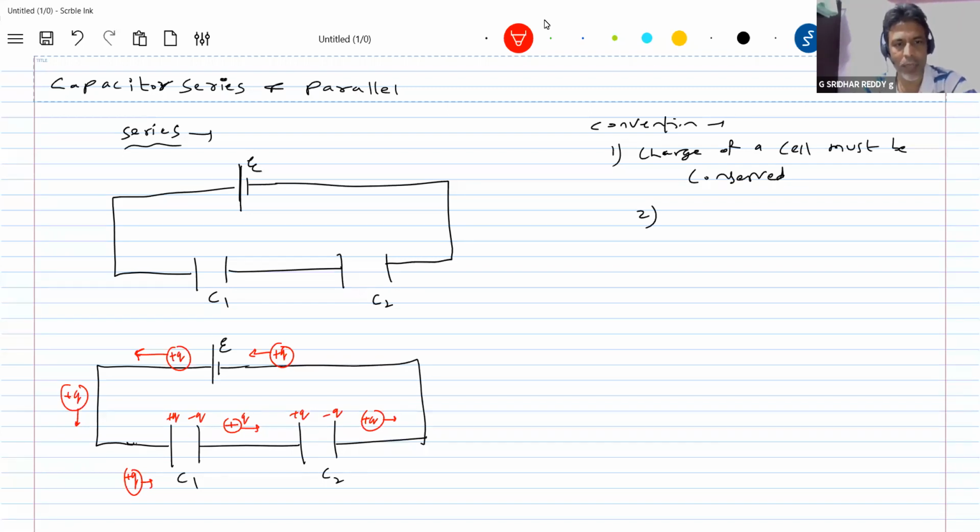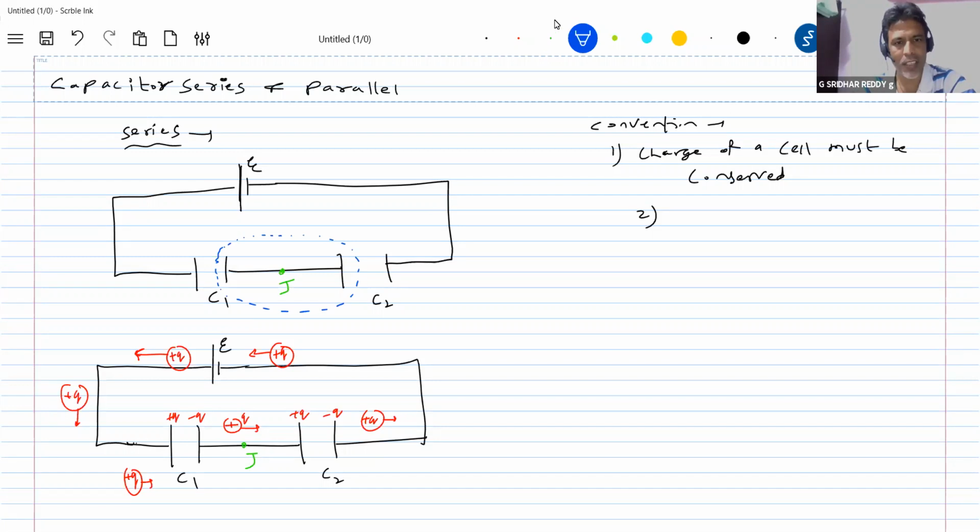Charge of a cell must be conserved. Now look at this isolated junction. I'll call this a junction here. Look at these two plates. These two plates are not connected to the cell, no? So shall I call them an isolated junction? This will be the core part of capacitor circuits, like how we used to write KCL. I'm going to take help of this idea to write the conservation of charge. So charge of this isolated plate must be conserved.